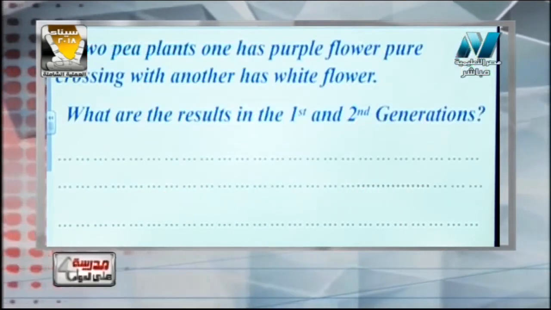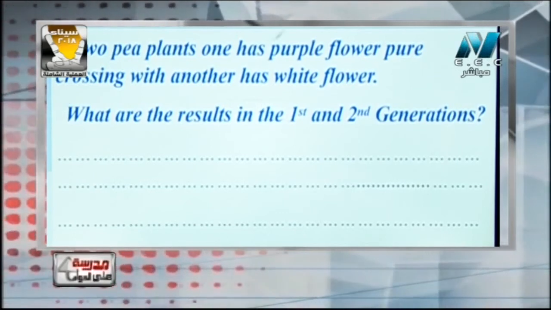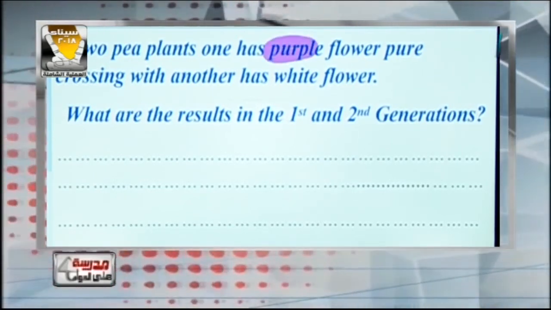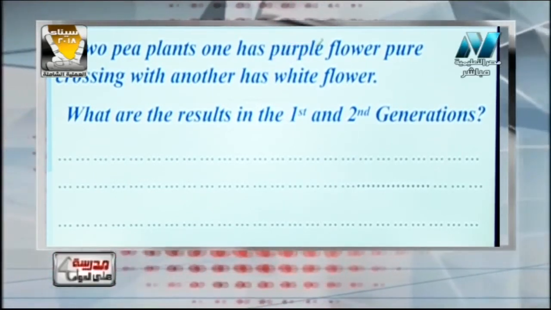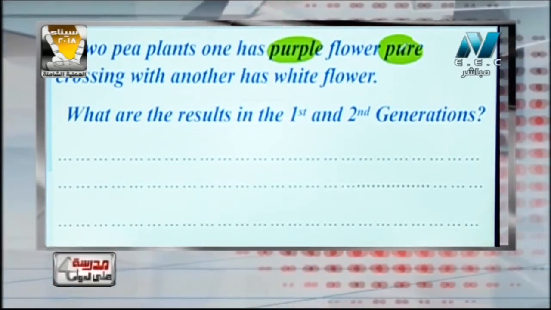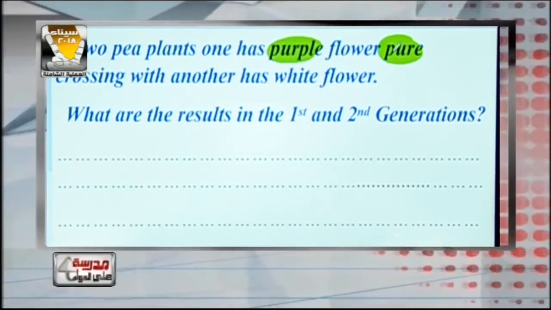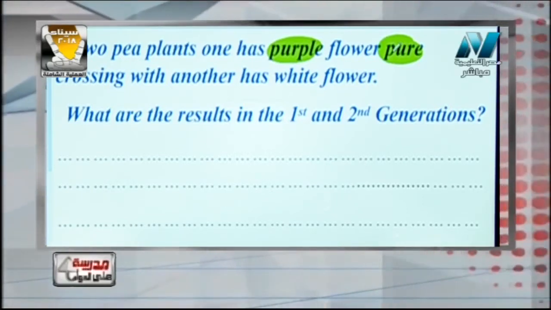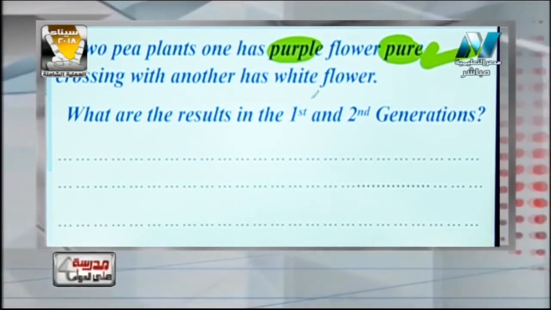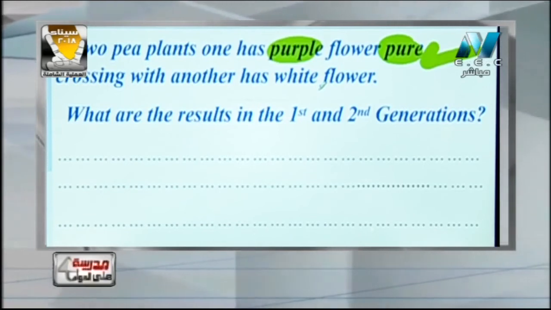Next one. It says: two pea plants, one has a purple flower and the other is, of course, pure. Let's note that the purple flower, or the red flower, is the dominant. So we know a dominant trait appears if the gene is pure or hybrid. So we should remember how we deal with this type of question.